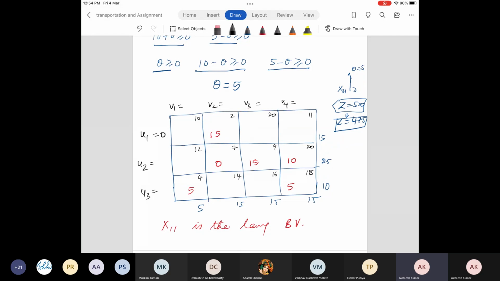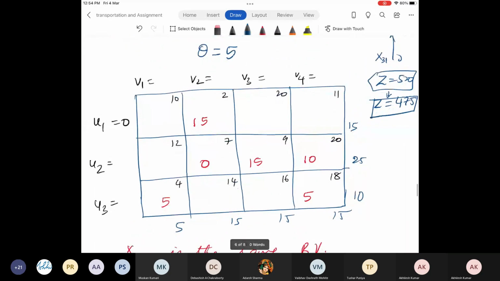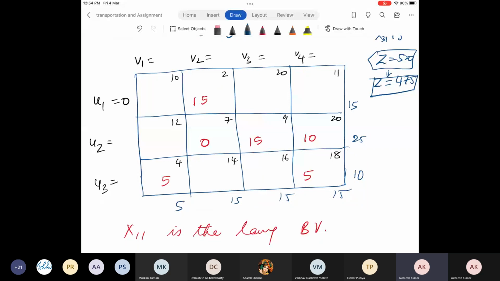Initialize U1 with 0. Find me all the U1, U2, U3, V1, V2, V3, V4. Go ahead, find all these numbers. Tell me what these numbers are. Same rule for basic variable, Ui plus Vj equals Cij. For non-basic variable, you have to find the 0th row coefficient as Ui plus Vj minus Cij. So find all the Ui, all Vjs, and all the corner elements for the non-basic variables.